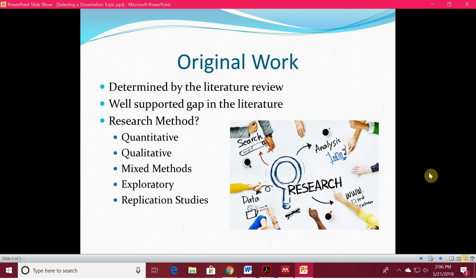So maybe after conducting a literature review, you find that grade level differences in a certain type of student haven't been studied. Or maybe so-and-so recommends that you do a qualitative research on this group of teachers over why they prefer this form of bullying intervention to that form of bullying intervention. So you have to find that gap in the literature. And then you're going to need to consider your research method.